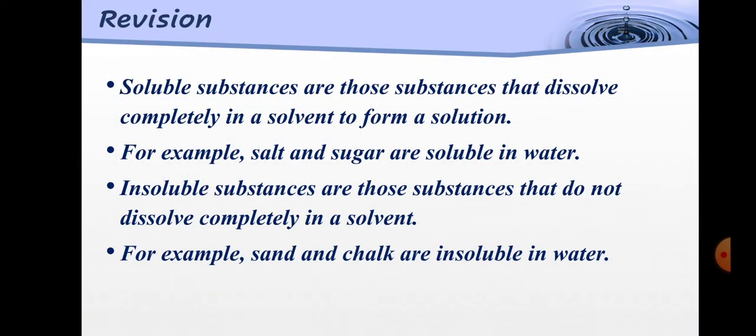Let's revise our previous topic, that is soluble and insoluble substances. In that topic, we had learnt that soluble substances are those substances that dissolve completely in a solvent to form a solution. For example, salt and sugar are soluble in water. Insoluble substances are those substances that do not dissolve completely in a solvent. For example, sand and chalk are insoluble in water.